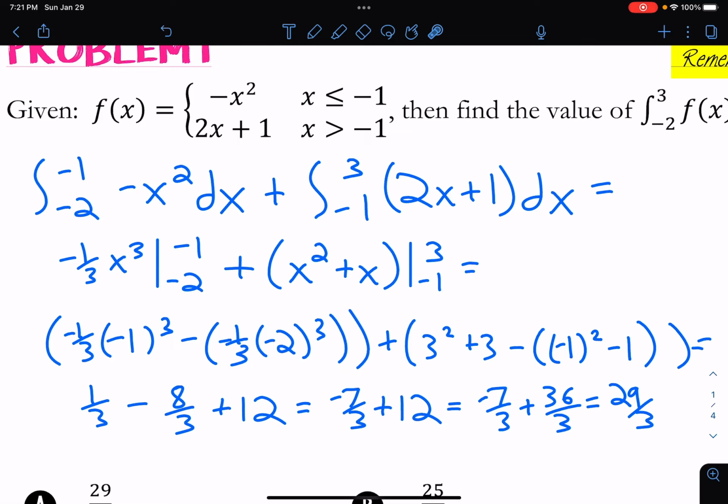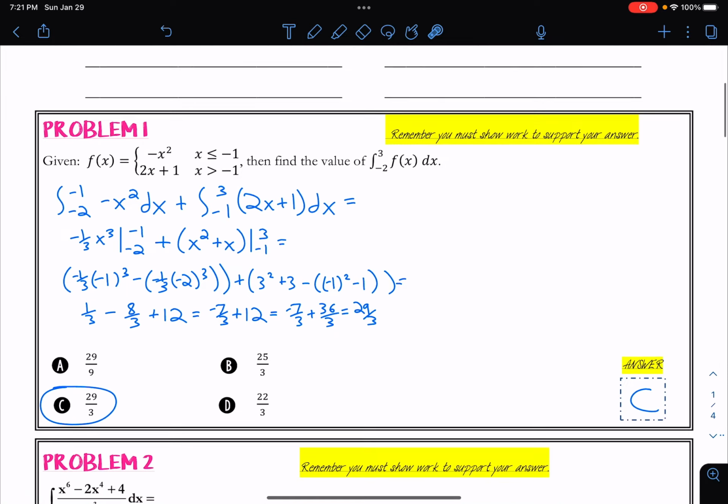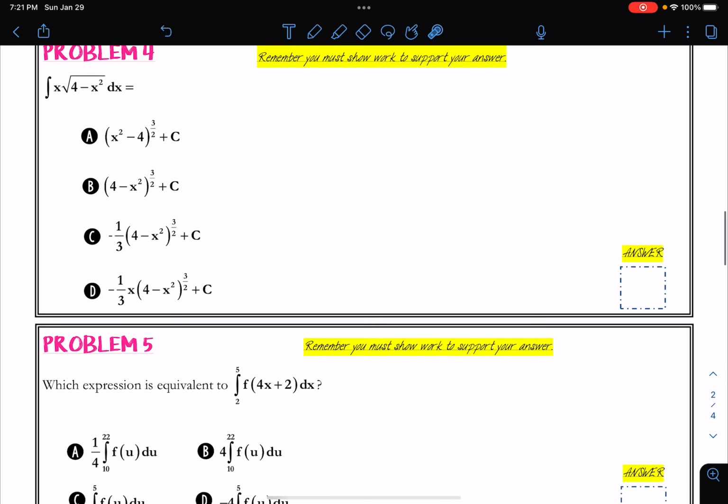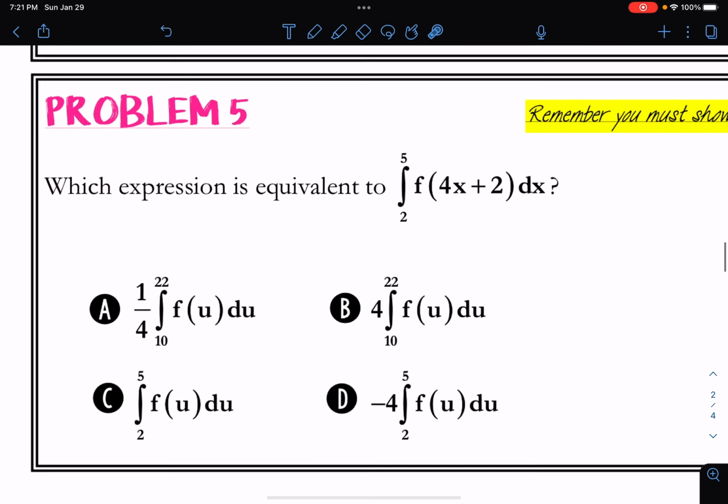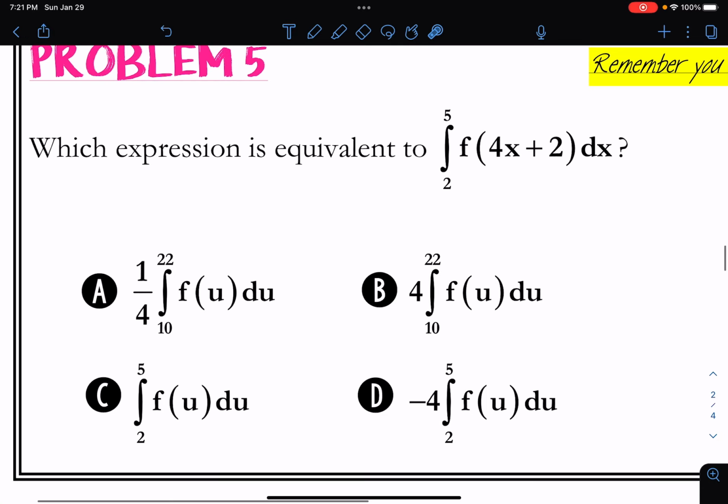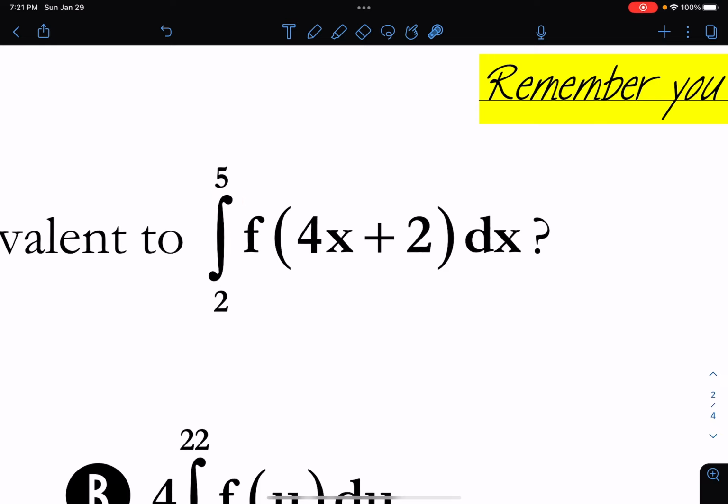Okay, so let's now jump down to problem 5, because this one is a little bit tricky. Which expression is equivalent to the integral from 2 to 5 of f of quantity 4x plus 2 dx? Now the way we say it should be a hint there. This is f of 4x plus 2.